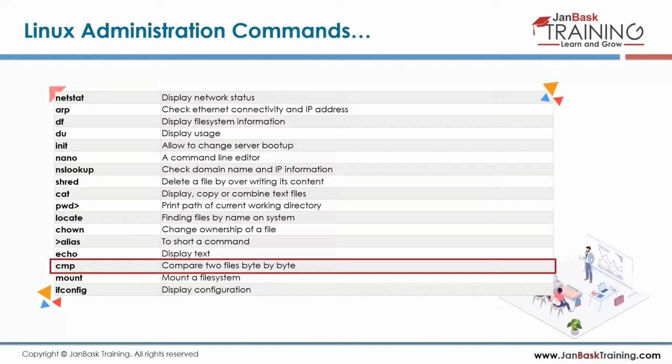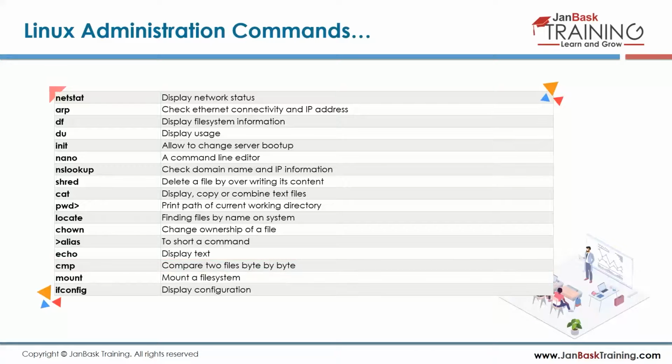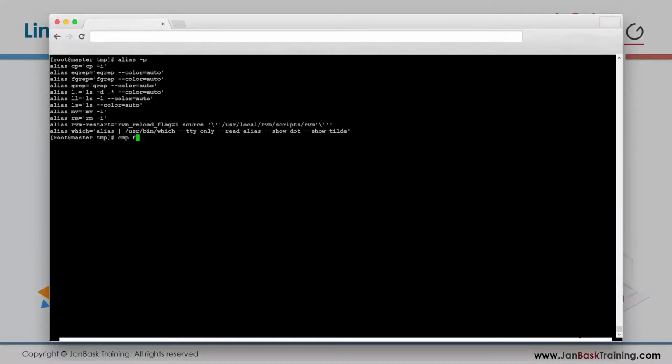CMP is a command which compares two files. It gives the output only when there is a difference between two files. Just try creating it after the session. Maybe try creating two files and put CMP, the argument of how CMP takes it: CMP file 1, file 2.